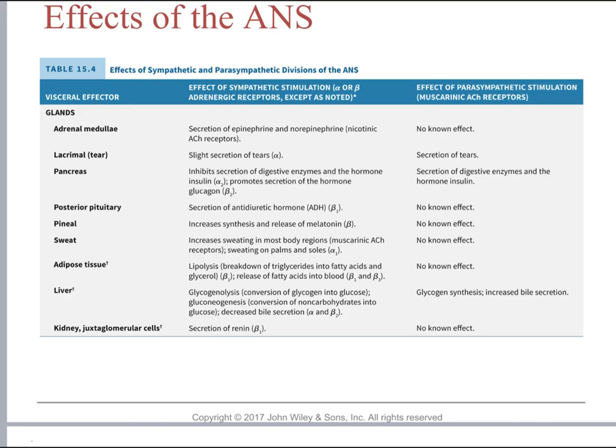So again, we can read through the effects and chart down. Notice that the sympathetic has more effect on these organs for fight or flight than does the parasympathetic, which only affects a few: secretion of tears, digestive enzymes, and again, no known effect, and then we have some glycogen synthesis and bile secretion. So parasympathetic is mostly, again, rest and digest and digestion, right? Digestion is where we see activation here.